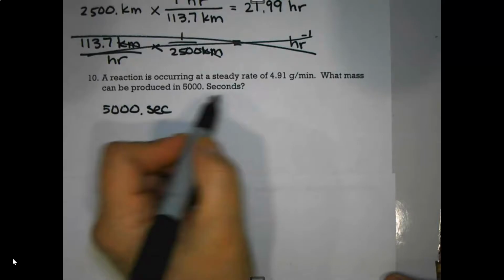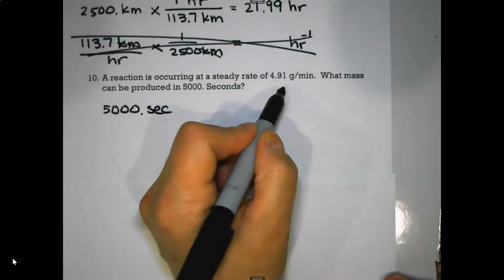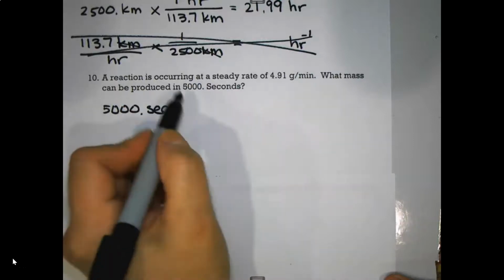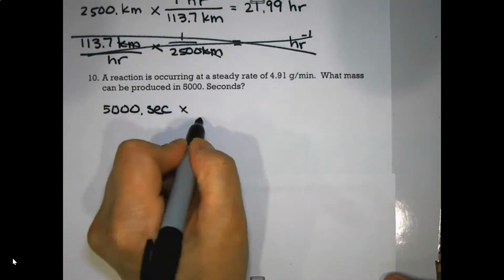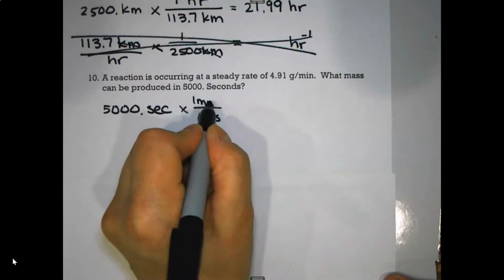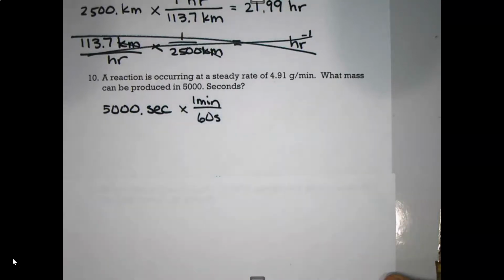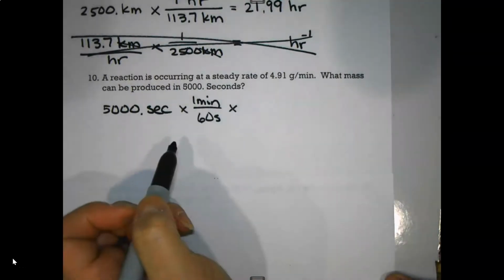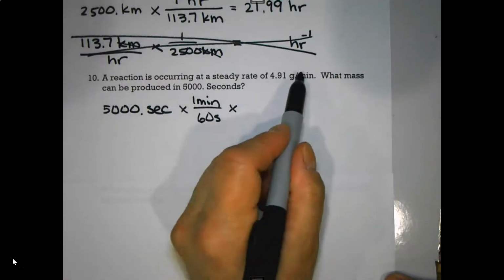So I want mass. So how am I going to use this conversion factor? I'm in seconds. This conversion factor is minutes. So first thing I want to do is get from seconds to minutes. Then I can use this conversion factor. What mass? Grams is a mass.